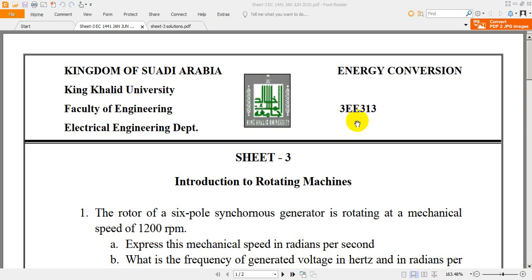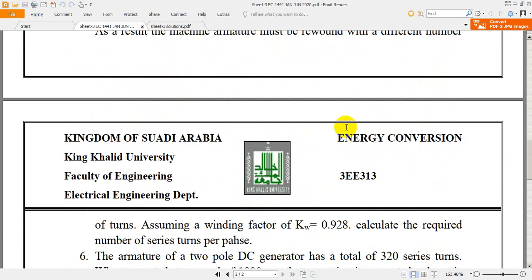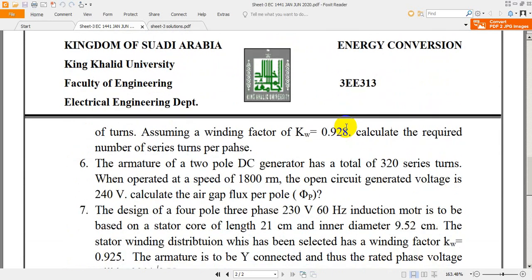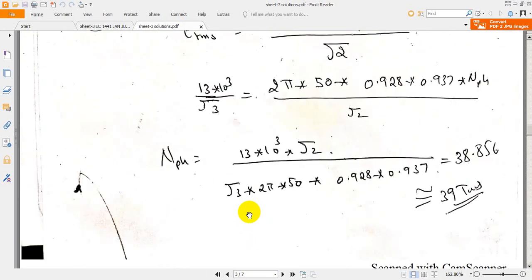Welcome to the second session of Sheet 3, Introduction to Rotating Machines, where we will be discussing construction problems related to the DC generator, induction motor and synchronous machine. To start with, problem number 6.